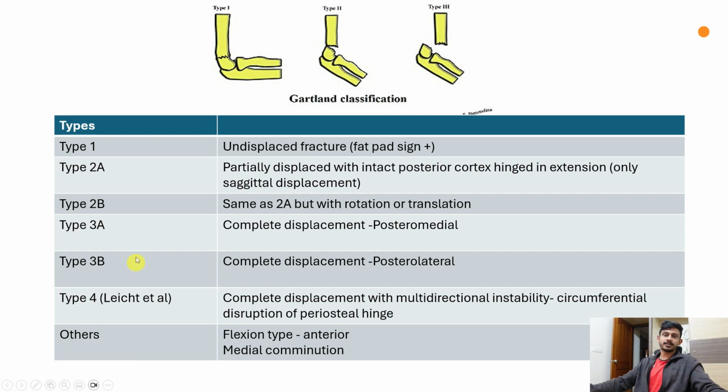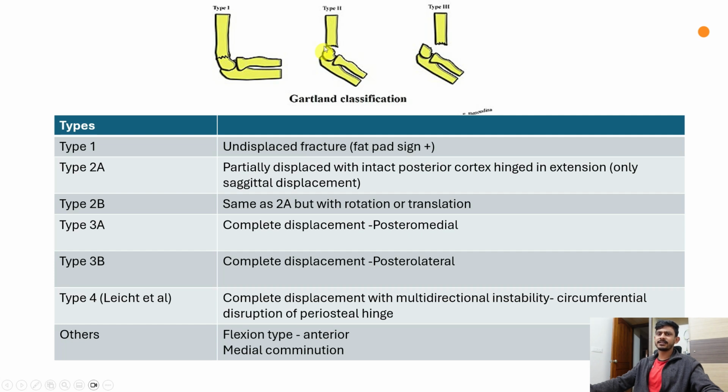So type 1 is an undisplaced fracture or less than 2 mm displacement, and the X-ray fat pad sign will be visible. In type 2A, it's a partially displaced fracture with an intact posterior cortex. The anterior cortex is ruptured, however, the posterior cortex is intact and it is hinged in extension. And there will only be sagittal displacement of the fracture. You can see in this image the posterior cortex is intact and the distal fragment is going into extension, hinged in extension.